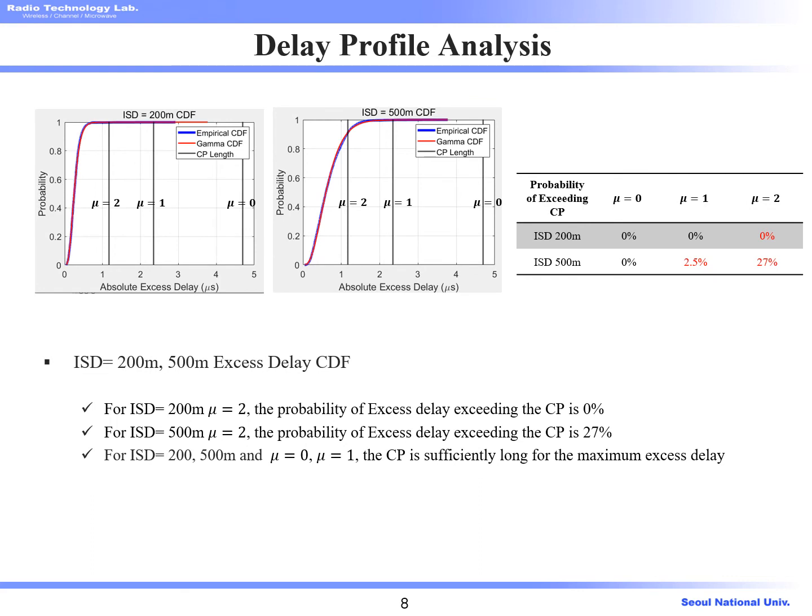By taking a look at the CDF of the absolute access delay, we were able to obtain the probability of the access delay exceeding the length of the CP. For urban micro scenarios, there was 0% chance that the access delay would exceed the CP for all numerologies. However, for urban macro scenarios, for numerology 2, there was a 27% chance that the access delay would exceed the length of the CP. And if the access delay exceeds the length of the CP, it is possible for intersymbol interference to occur.